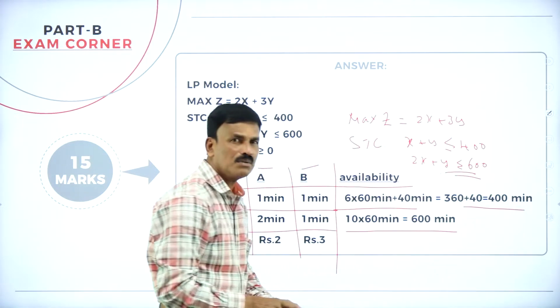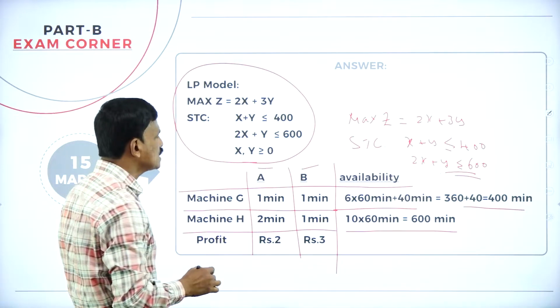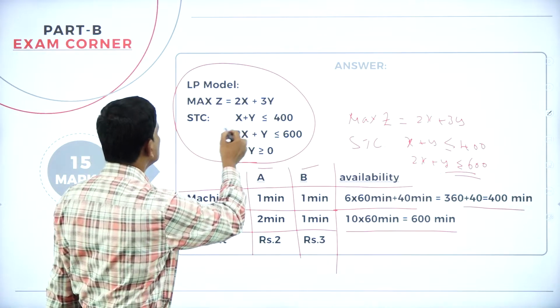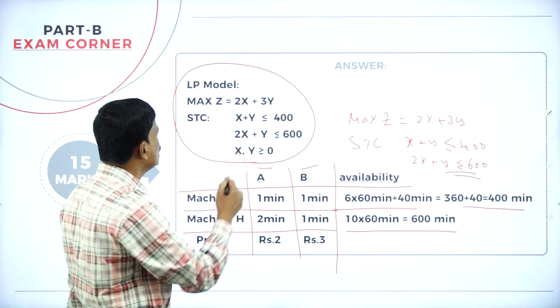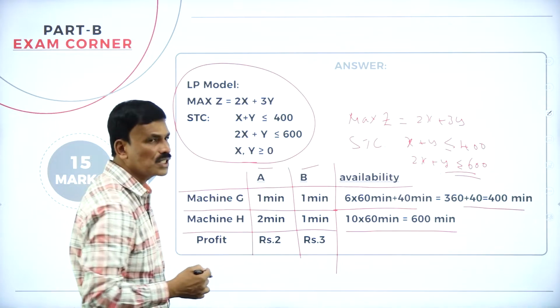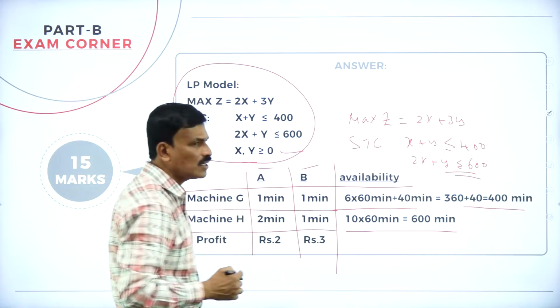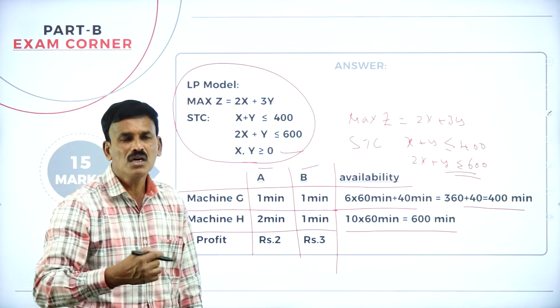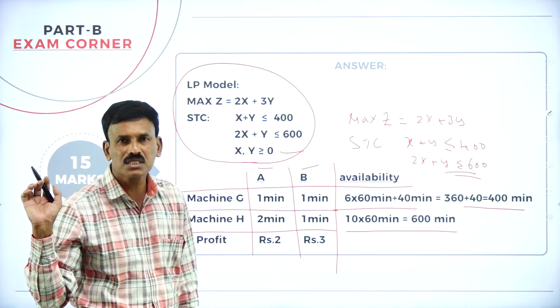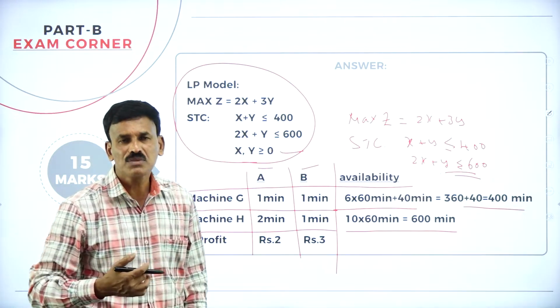So hence the mathematical model for this problem, the LP model, is max z is equal to 2x plus 3y subject to the constraints x plus y is less than or equal to 400 and 2x plus y is less than or equal to 600, and the non-negative restrictions are x is greater than or equal to 0 and y is greater than or equal to 0. That's it. This is how we are going to form the given LPP model.